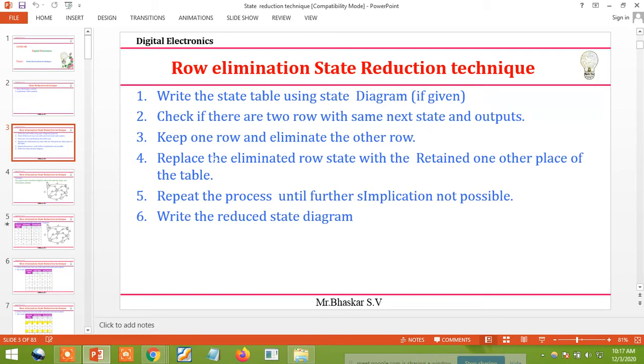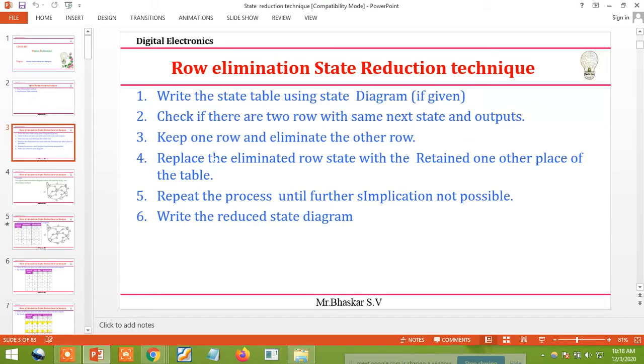It's a very simple thing. They will give one state diagram. By seeing the state diagram, you need to write the state table. In the state table, we need to identify which next states and outputs are the same, and for which states. If they are the same, then I'll eliminate any one row and keep the other row, and replace the particular state with the retained one. You need to replace that state in the entire table and repeat this process. That's all. Very simple process. Using this we can write the final circuit diagram from a state diagram.